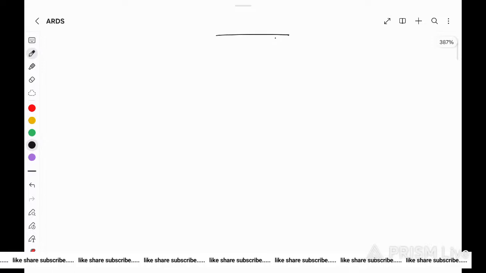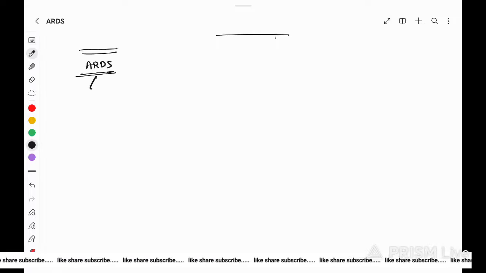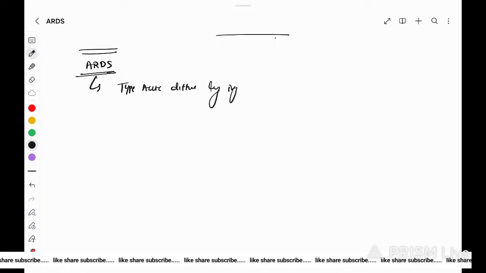So we are doing the meaning of ARDS. What is the meaning of ARDS? ARDS is a medical emergency. First of all, what is the meaning of ARDS? ARDS is a type of acute diffuse lung injury.